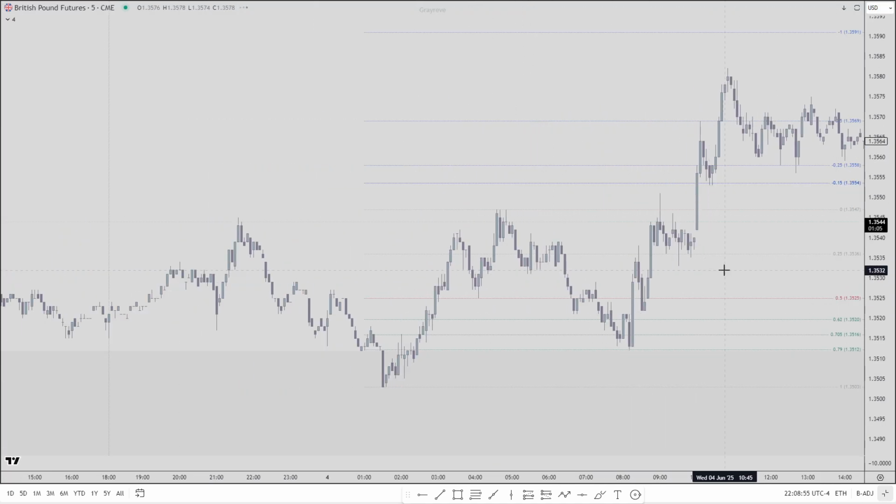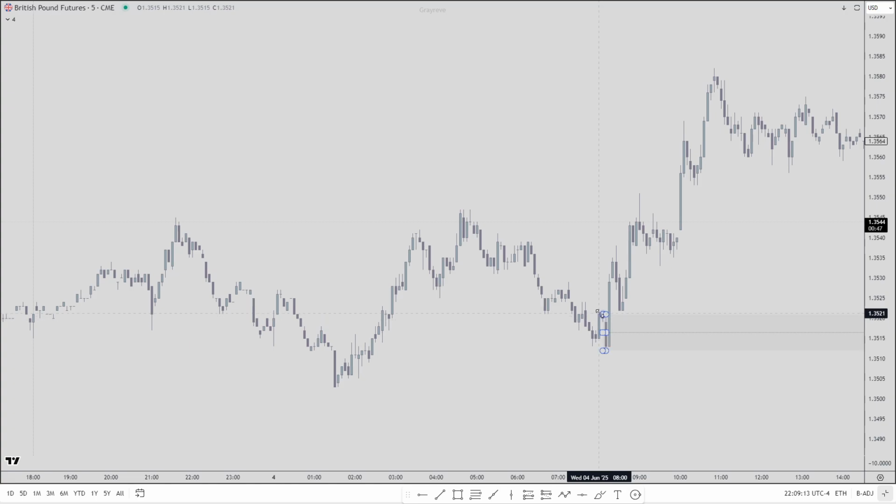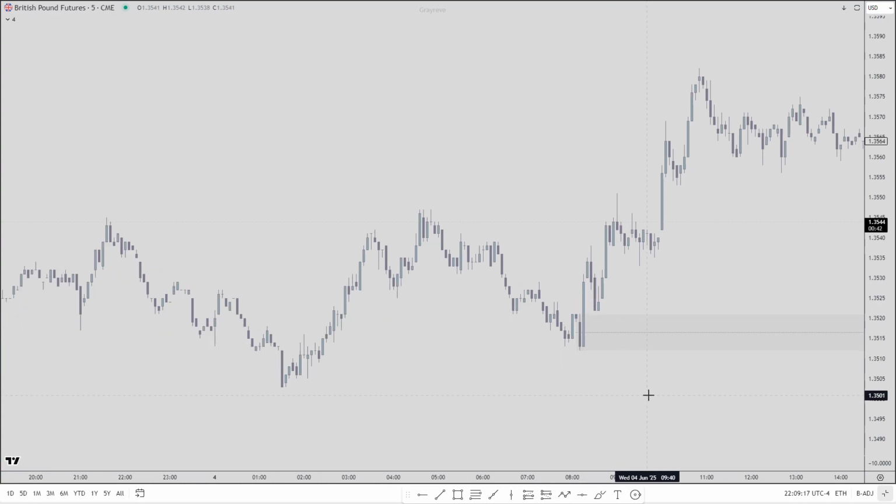So once the 50% is tagged, on the 5 minutes, we wait for the change in the state of delivery, which happened right here. Quite a deep OTE retracement, if you ask me. So narrowing down, this would be our change in the state of delivery. This would be the bullish order block on the 5 minutes.